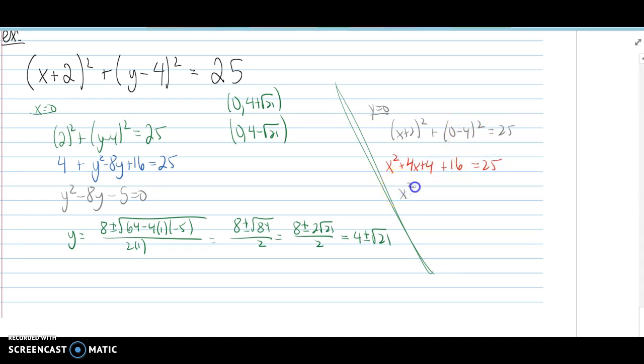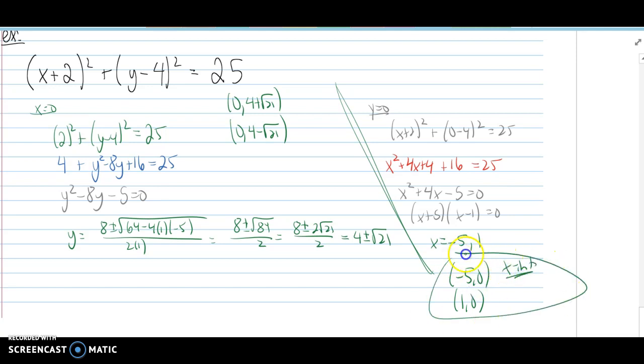Like the last one, we want to get this in standard form. So x squared plus 4x. We have the 20 minus the 25 in, so we get this. And this time, I think it's going to factor. X plus 5 times x minus 1 equals 0. Factors correctly. So this equals -5 and positive 1. So we have these x-intercepts at -5, 0, and 1, 0. Here's the x-intercepts, and here are the y-intercepts.